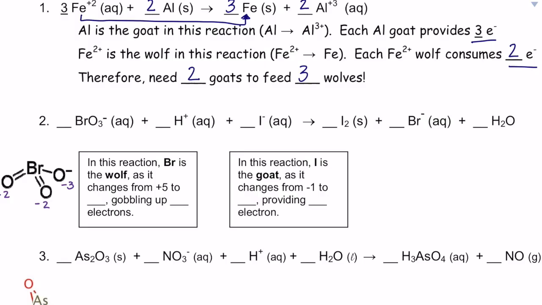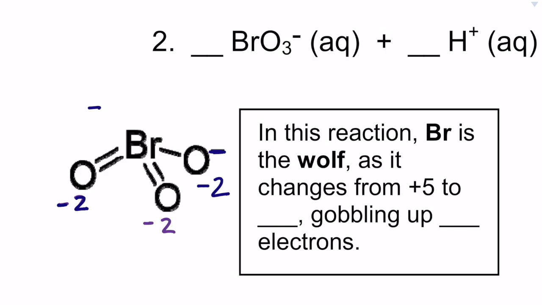Number 2, similar to number 1, the first thing that we need to decide is which of these is the wolf and which is the goat in this reaction. And so for this, we'll need to determine the oxidation numbers again. Recall that the oxidation number for oxygen is always -2.